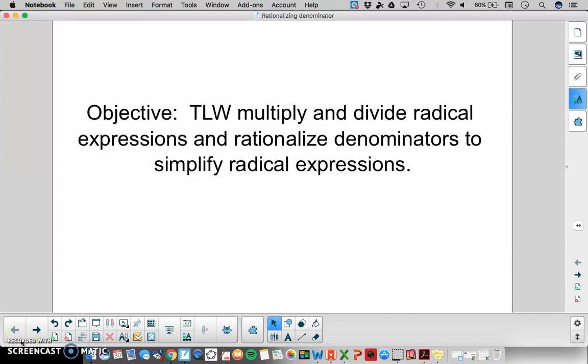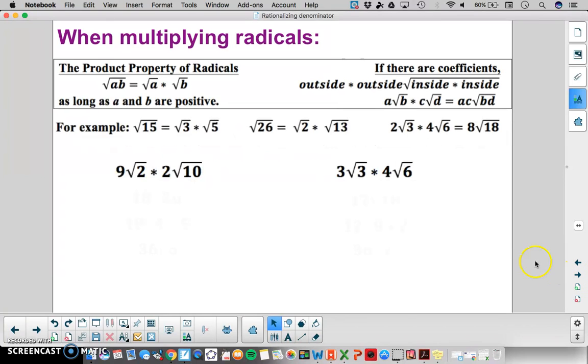In this video, the learner will multiply and divide radical expressions and rationalize denominators to simplify radical expressions. So first, let's take a look at multiplying radicals. We have what's called the product property.